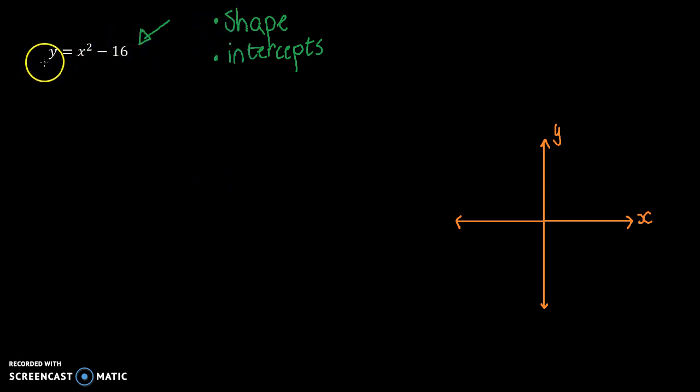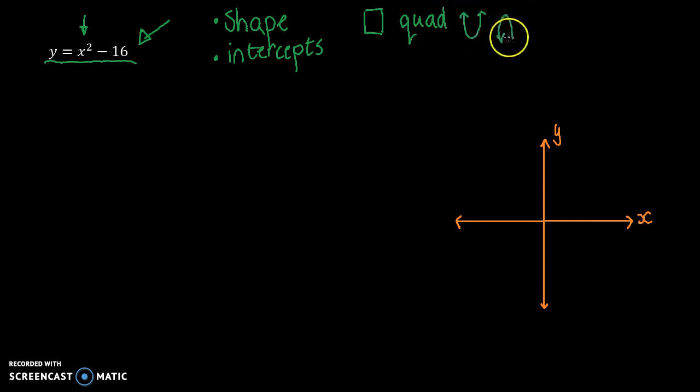So what is the shape of this particular function? In order to determine the shape, we need to look at what is happening to x. In this case, x is being squared. Squared, as you know, a square shape is a quadrilateral. So what kind of function is it? It's a quadratic function.